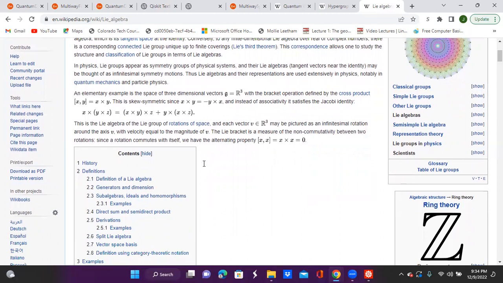This is the Lie algebra of the Lie group of rotations of space, and each vector v in R cubed may be pictured as an infinitesimal rotation along the axis v, with the velocity equal to the magnitude of v. The Lie bracket is a measure of the non-commutativity between two rotations. Since a rotation commutes with itself, we have an alternating property: x times x equals 0.